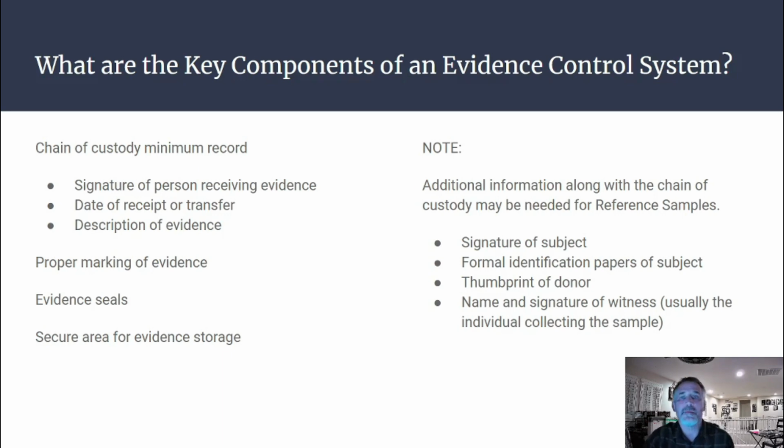All right, so what are the key components of an evidence control system? Because that's what we're basically setting up. First, you have to have chain of custody. The minimum things that you need to record on chain of custody are the signature of the person receiving the evidence, the date that the person received it, or it was transferred to, and then the description of the evidence as well.